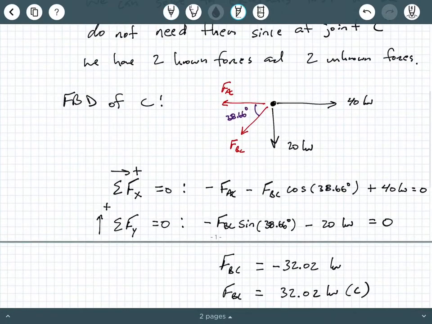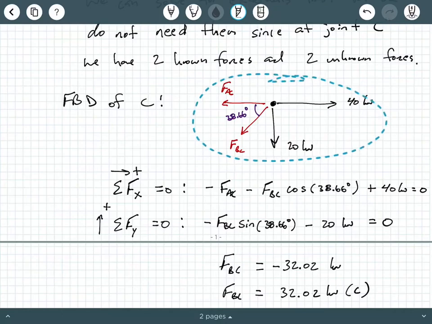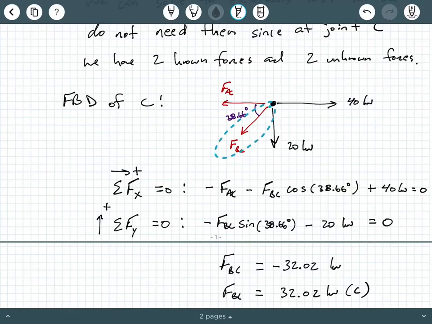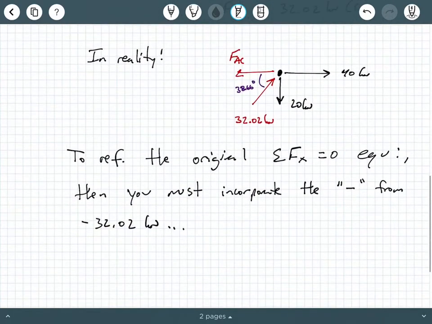The reason why is because this equilibrium equation was written in reference to this free body diagram, which shows FBC still pointing down and to the left. So if you decide to plug the 32.02 into this equation, you've got to plug it in as negative 32.02 inside of here, and then that'll flip the sign. Okay, so let's do it both ways and show how that works.